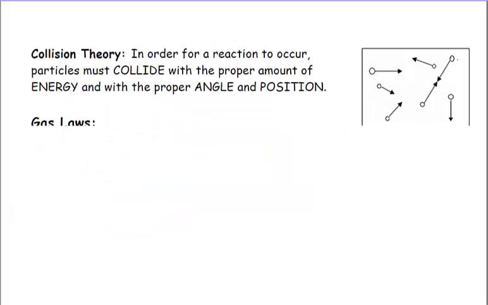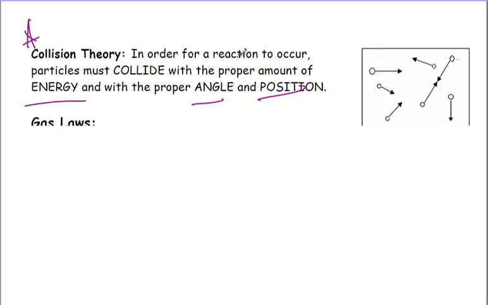All right, so let's look at the collision theory. Again, something else that you have to know. In order for a reaction to occur, particles have to collide, hence collision theory, with the proper amount of energy and with the proper angle and position. All of these things have to exist.